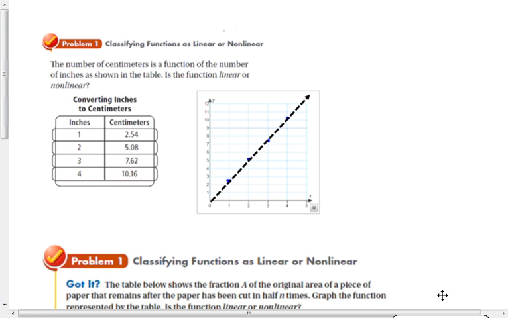All right, so you can see this is a linear function. When you put the dots on the graph, they all line up. And in fact, it's a direct variation, so you could write the equation y equals 2.5x.